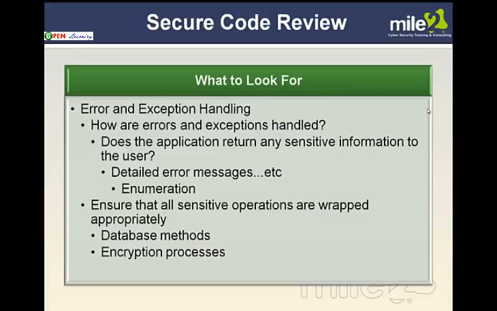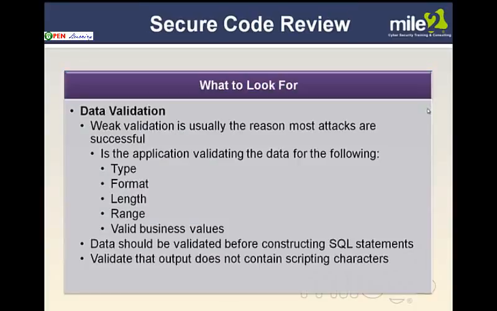These detailed error messages could help the hacker understand how your database is structured, for example. Therefore, they can essentially enumerate and extract that information. So what it comes down to is when our programs experience an error, we do not want them to spill out all the details to help the hacker along. And that's the concern with error and exception handling. So ensure that all sensitive operations are wrapped appropriately. You have to think of your methods to protect your information, whether you're using databases, and of course if you're going to use any sort of encryption.